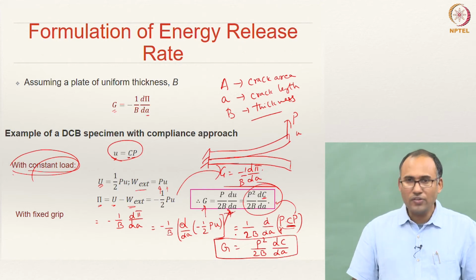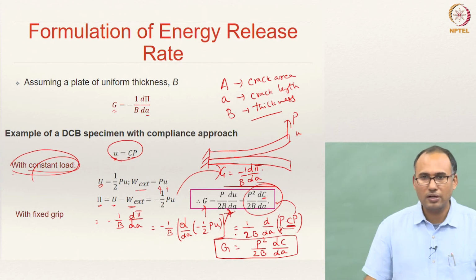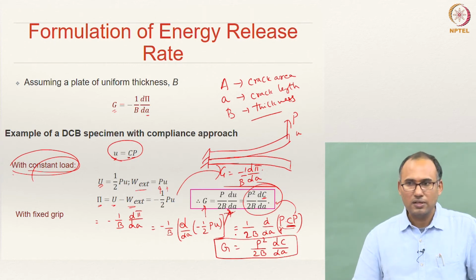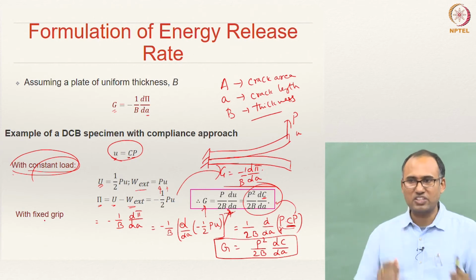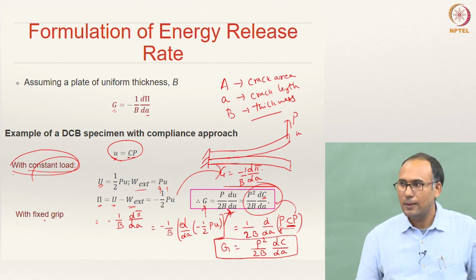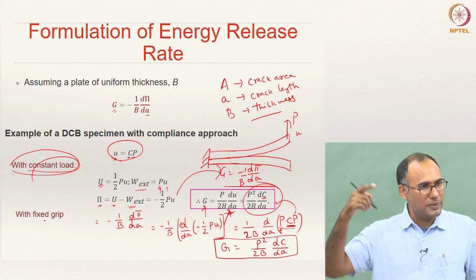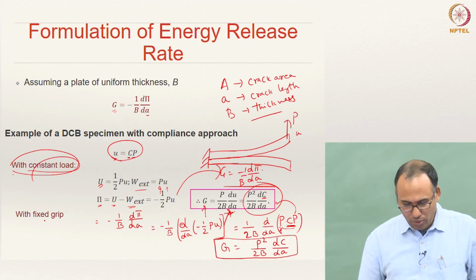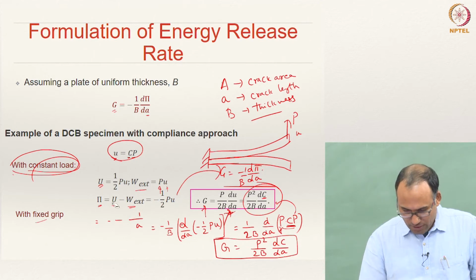Okay? Now if I fix the displacement, not the load, fixed grip means the displacement is fixed. That means U is constant, and as the crack advances, your P changes, isn't it? Because the reaction force is changing. So can you actually find the expression for G when you have fixed grip? Can I erase this part? Let me erase.